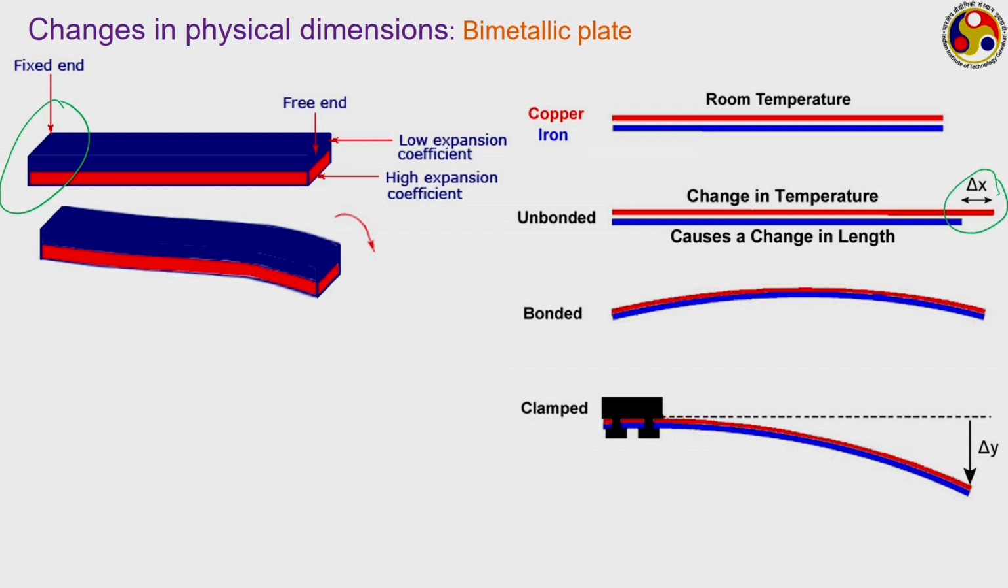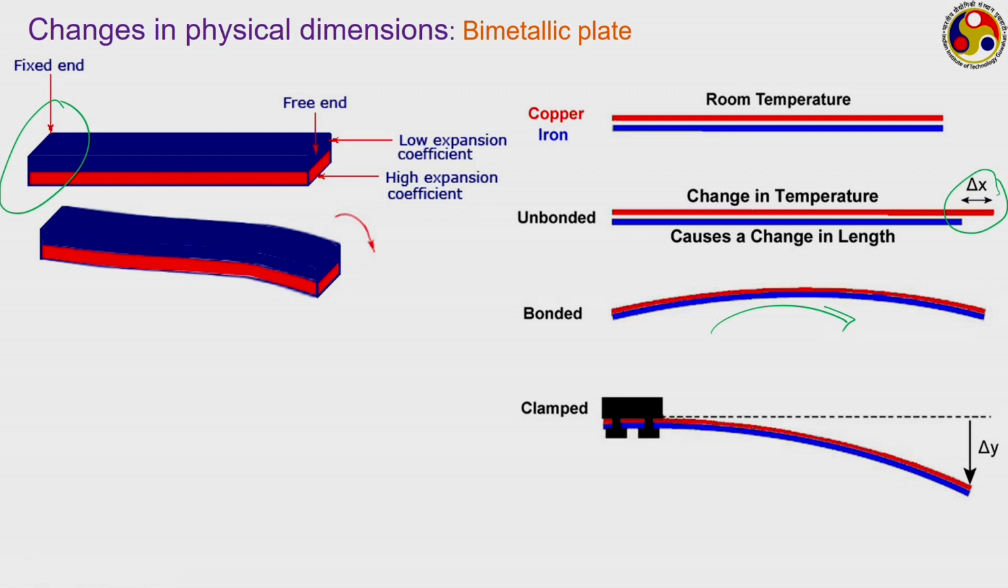But when they are bonded with each other, then of course copper can't bend or increase length without affecting the length of the iron part, and therefore it forms a bend like this. Just look at this one here: definitely the red one, as it is on the outer side, has a longer length compared to the blue one, which is on the inner side.